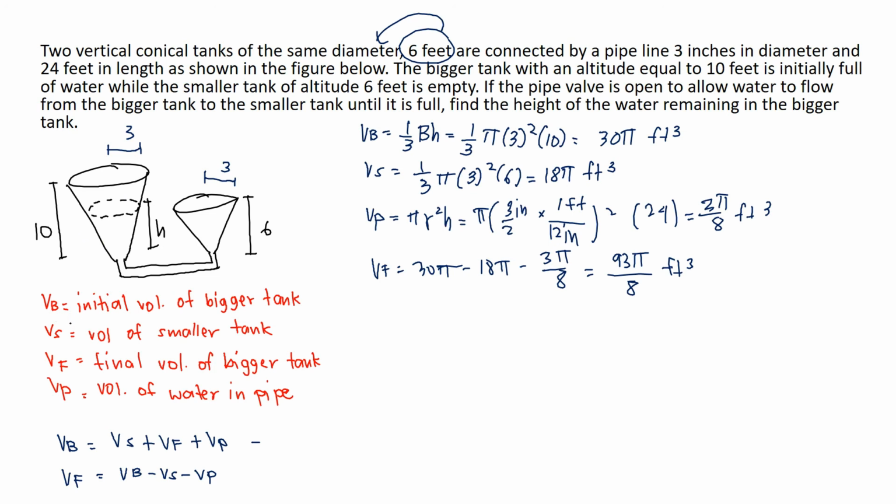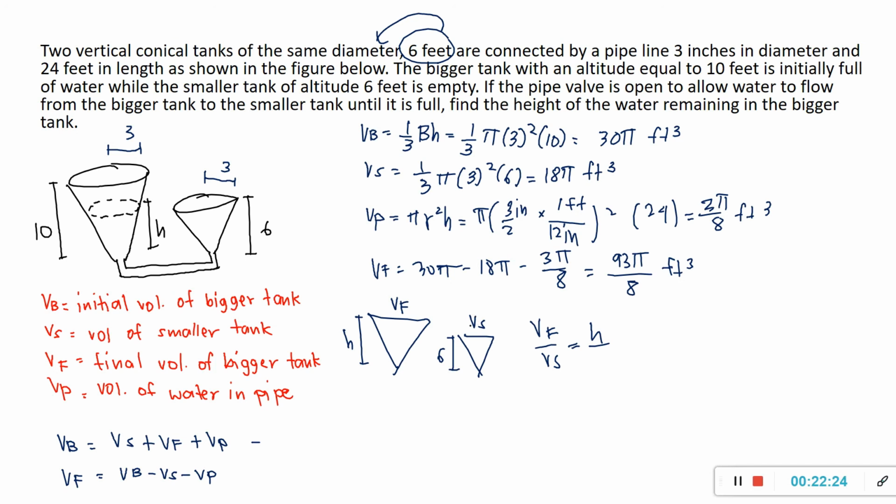VF, the final volume of the bigger tank. VF over... so you can imagine it: this is H, the volume here is VF, this one is VS, and this is 6. So, we can use similar solids here. So, VF divided by VS is equal to H over 6.